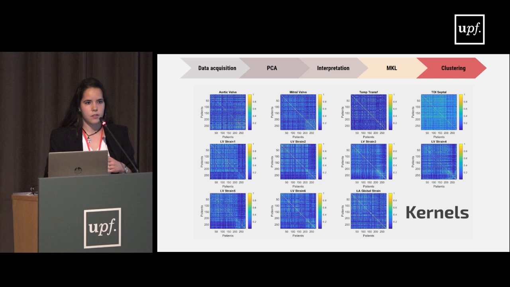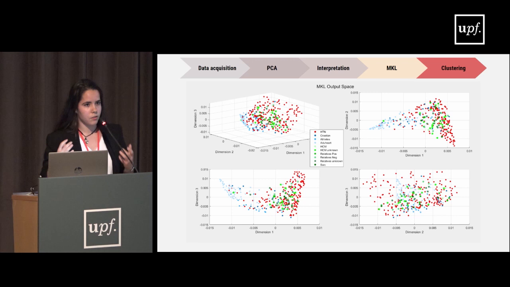So then we use these multiple kernels with the MKL algorithm to obtain this output space where we represented our patients, and we can also see that the classes can be discriminated correctly.